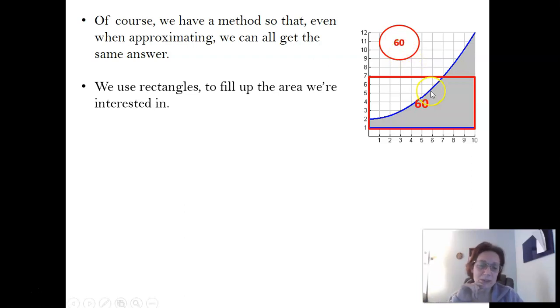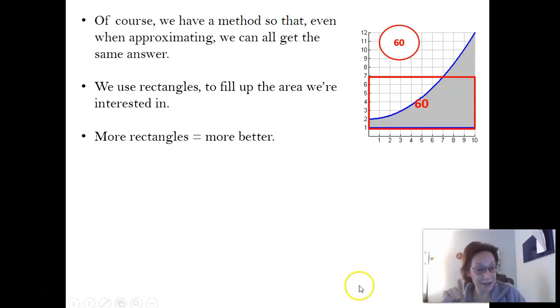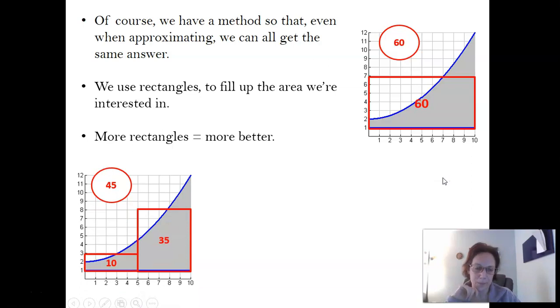Okay, so one of the ways that we get our approximation better is that we make more rectangles. The more rectangles you make, the better your approximation will be. I want to show you some pictures of that. Okay, so originally my estimate, my terrible estimate, with one rectangle was 60 square units, whatever they are.